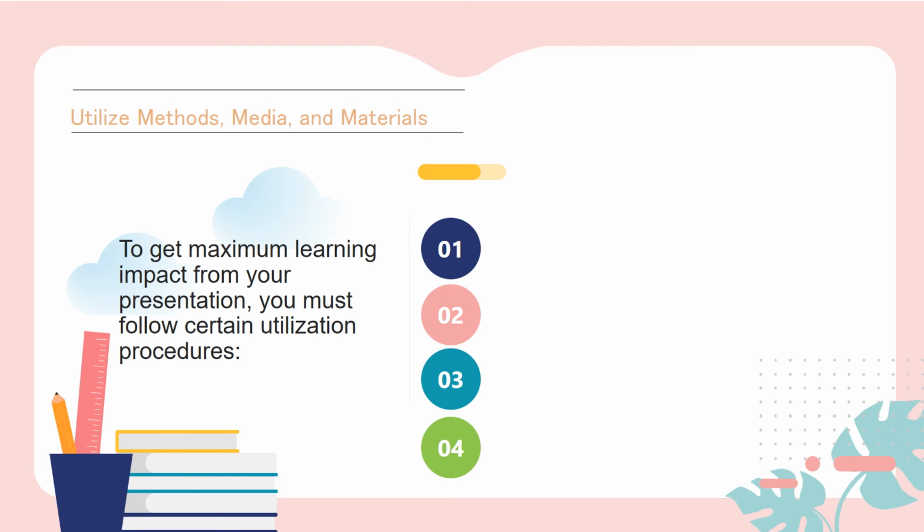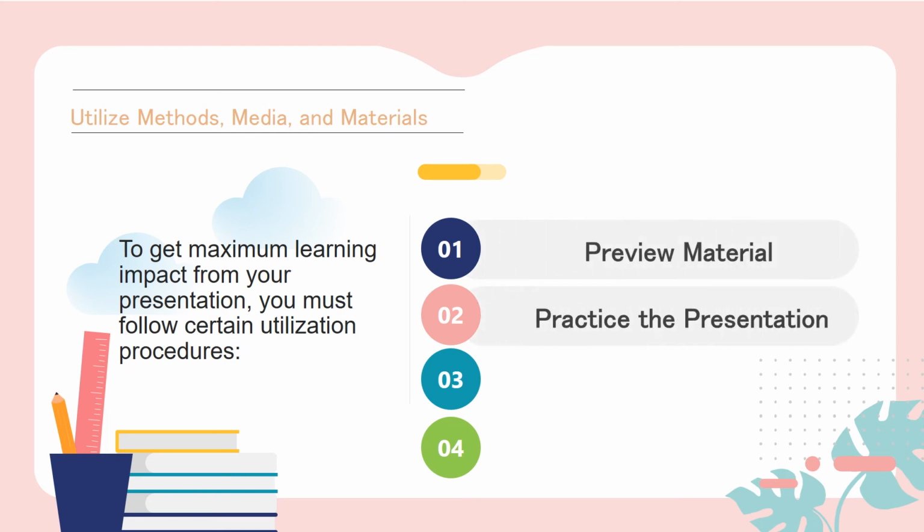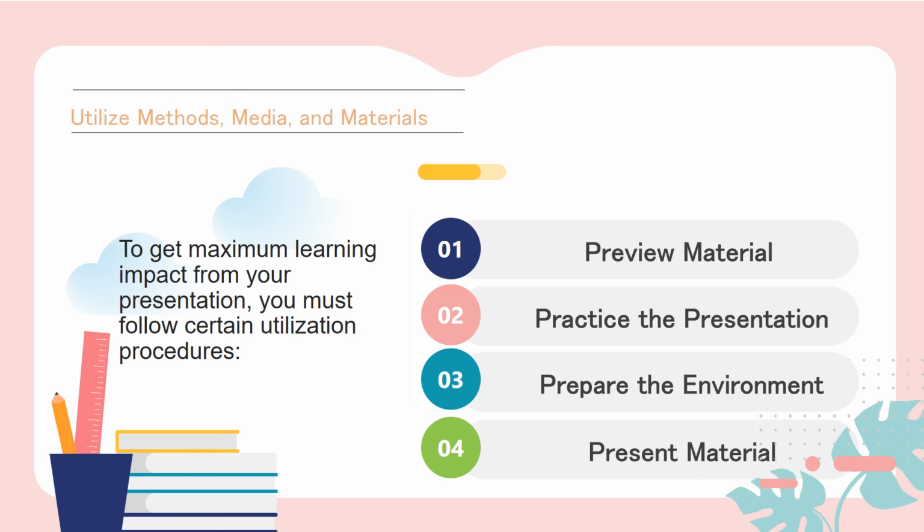To get maximum learning impact from your presentation, you must follow certain utilization procedures. Preview material, practice the presentation, prepare the environment, and present material. In previewing the materials, no instructional materials should be used blind. That's why during the selection process, you should have determined that the materials are appropriate for your audience and objectives.